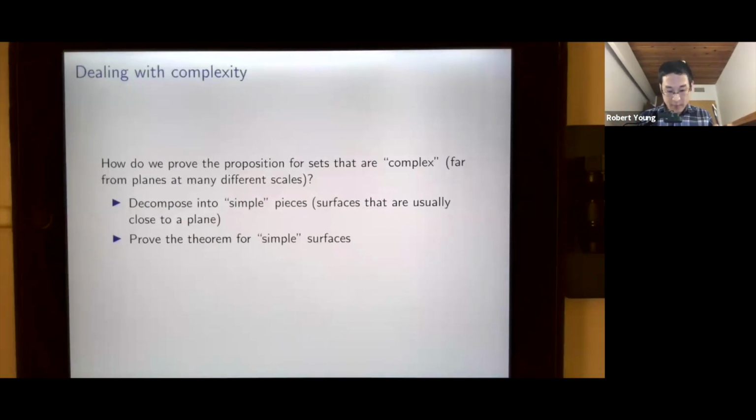So specifically, the notion of a simple surface that I want to use here is based on uniform rectifiability. Uniform rectifiability is a concept due to David and Semmes. It's a quantitative version of the idea of rectifiability. The thing is that rectifiability is an infinitesimal phenomenon.